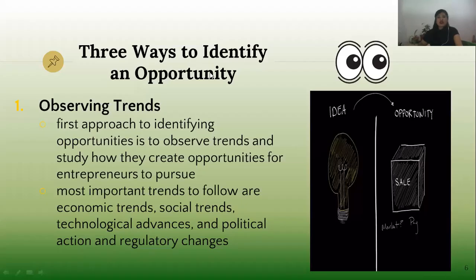Okay. There are three ways to identify an opportunity. First, we need to observe the trends. So this approach means to identify opportunities by means of observing the trends and studying how they create opportunities for entrepreneurs to pursue. Okay? So the most important trends to follow are economic trends, social trends, technological advances, and political action and regulatory changes. Okay? So as we observe the trends that are happening today, we can get opportunities from that.